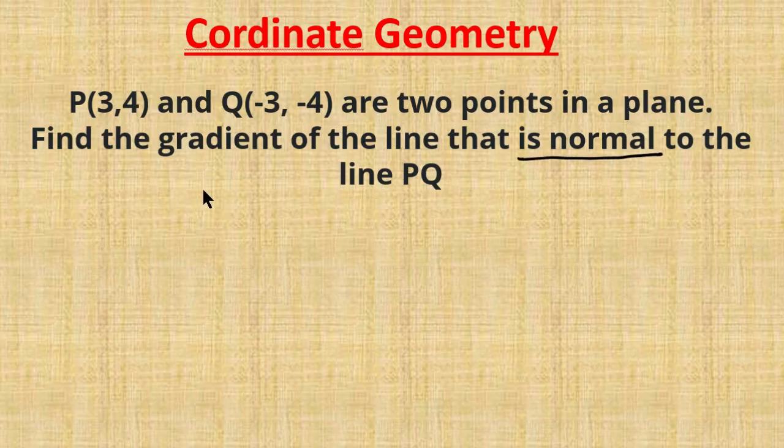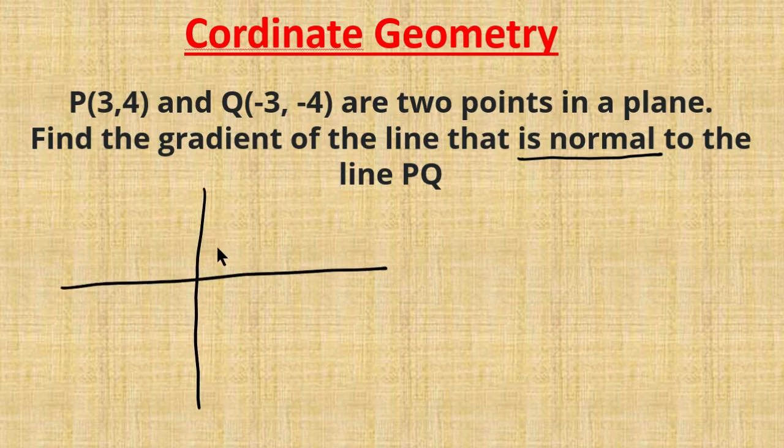Now if P and Q are 2 negative points on the plane, let's take a visual diagram of that plane first. Here is a plane. Now this is the positive side. Here is 1, 2, 3, 4. Here is minus 1, minus 2, minus 3. In the same way, here is minus 2 and here is minus 4.